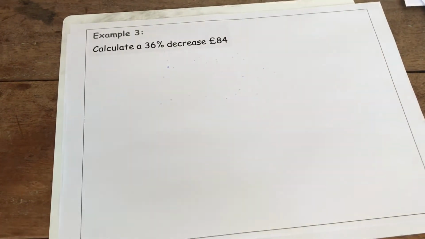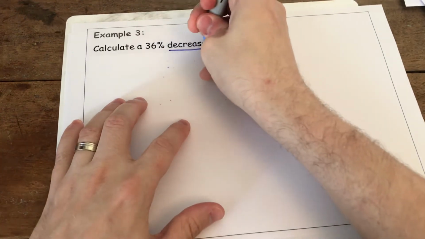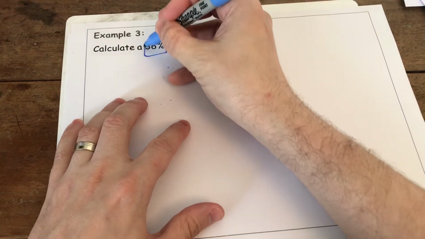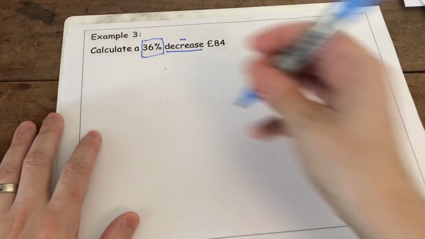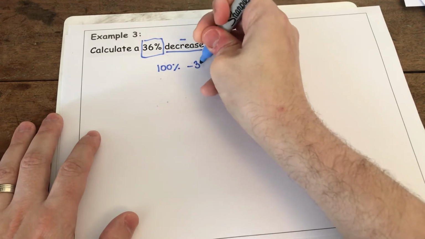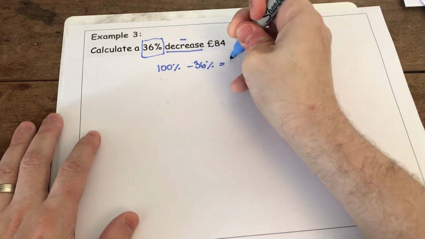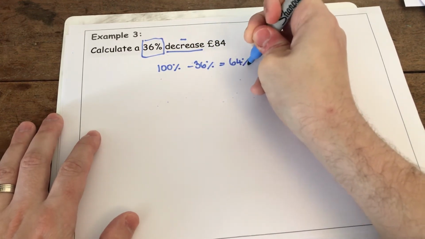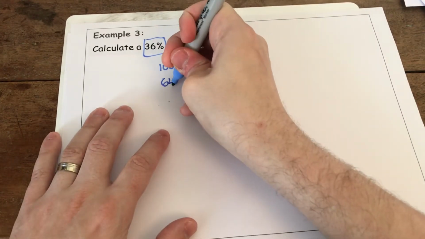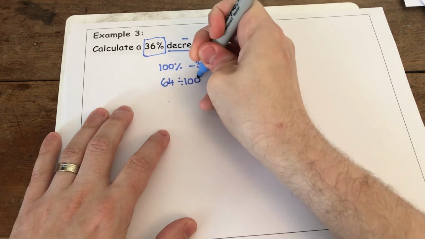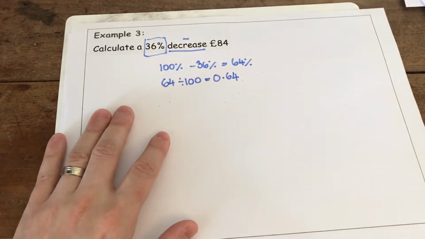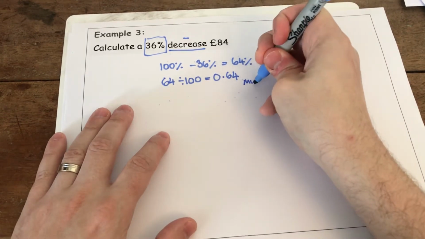The other type of problem you have is a decrease. Now a decrease goes down, so you can guess at this point you're going to take off your 36% from 100. So we get 100%, we take off 36%, that gives me 64%. I then divide that by 100, and that gives me 0.64. That again would be my multiplier.